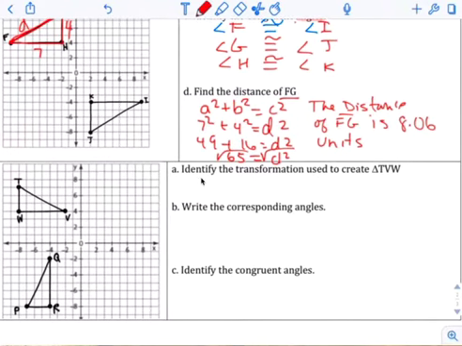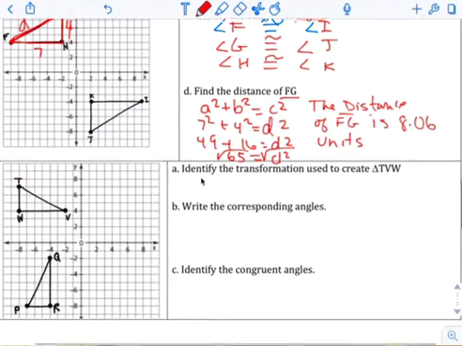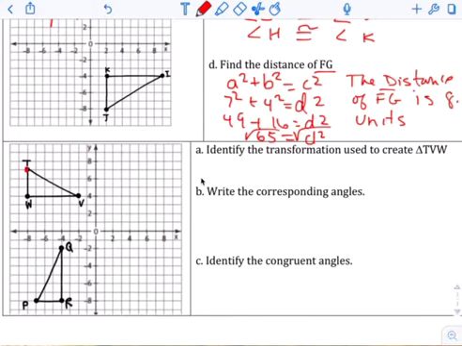Identify the transformation to create TVW. Okay, so what happened? It looks like a rotation, right? It is. Let's see, Q of 90 degrees is 4, 2. And this is 2, 4. Yep, it's a rotation of 90 degrees clockwise.